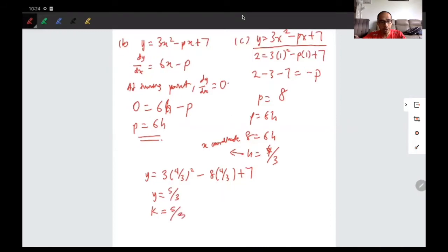Okay, now I want to point out something. Usually once we get this answer, then people will stop. Please don't forget that you're supposed to answer what the question asks you. The question asks you what is the value of K, not what is the value of Y. So please make that extra effort to actually write what the question is asking for.